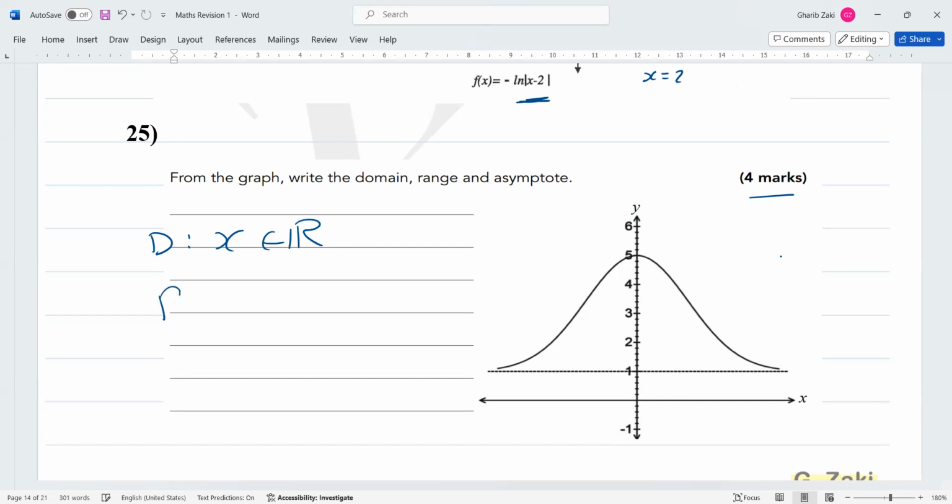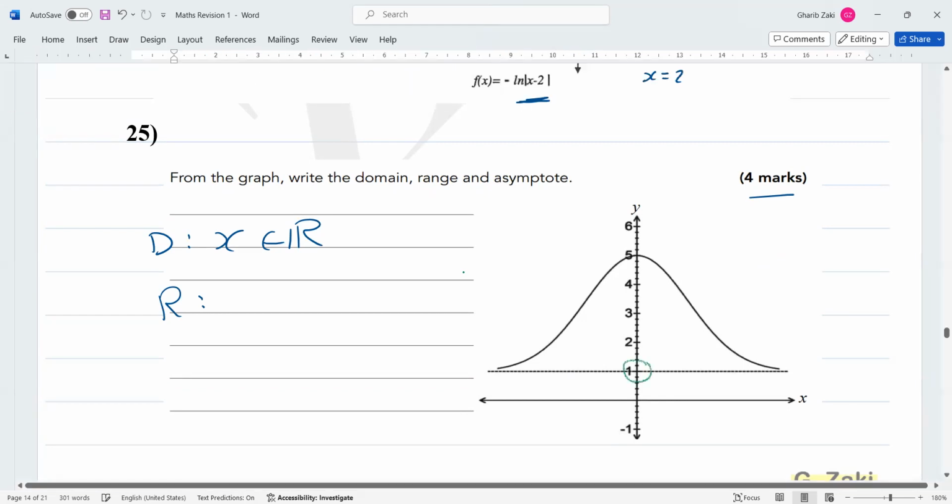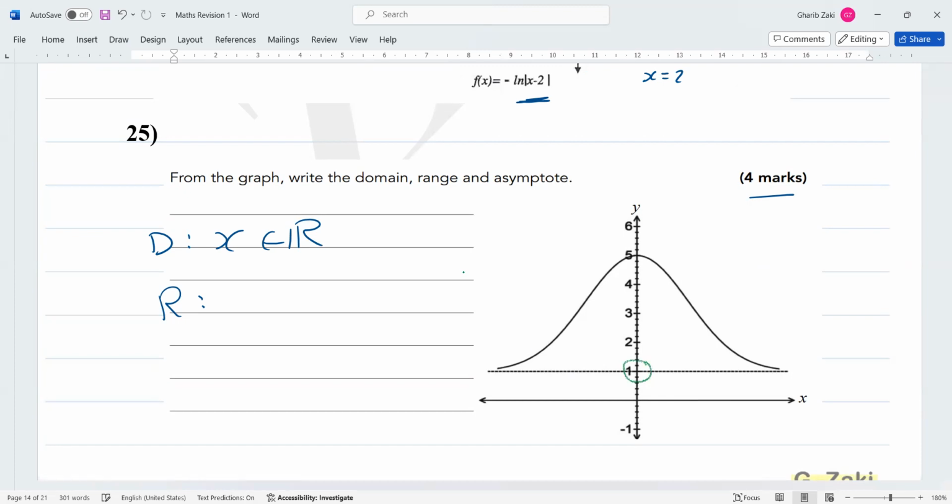What about the range? The range in the exam has 2 marks. Why? The range on y-axis, listen to me. The curve does not touch y equals 1. So we exclude 1 from the range. But all of these values are included in the range. Then the range is y greater than 1, cannot be 1 because 1 is the asymptote, but can be 5. So we write less than or equals 5.